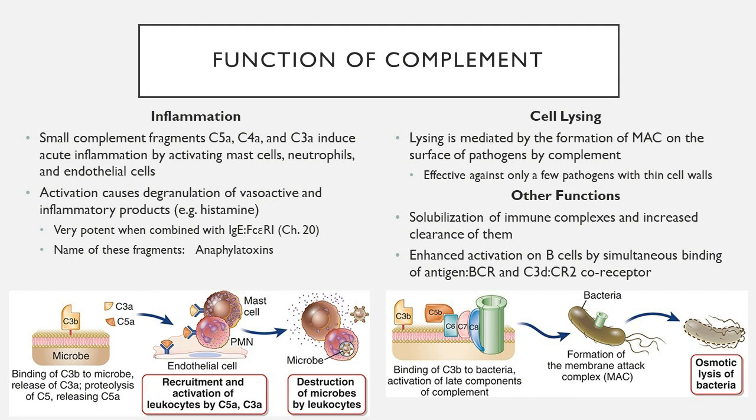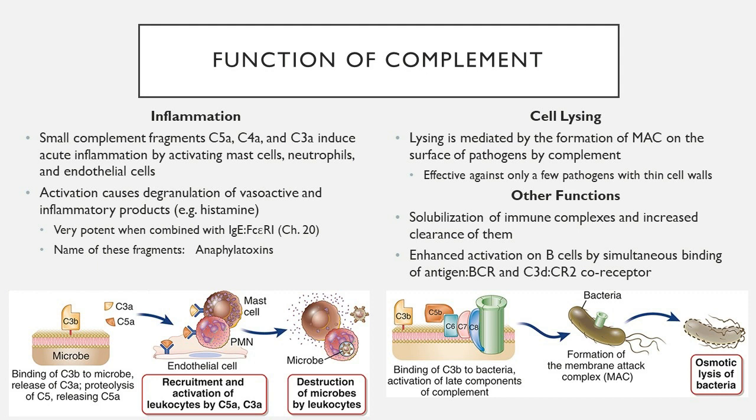And all these degranulations act to cause vasoactivation, vasodilation, and the release of inflammatory products that mediate those, like histamine. Now, these products can either work by themselves or be incredibly augmented and potent when combined with mediators such as antibodies like IgE that act on the Fc epsilon R1 receptor, which I think we'll cover in chapter 20. And because these complement proteins are activators of inflammation, these fragments are named anaphylatoxins.